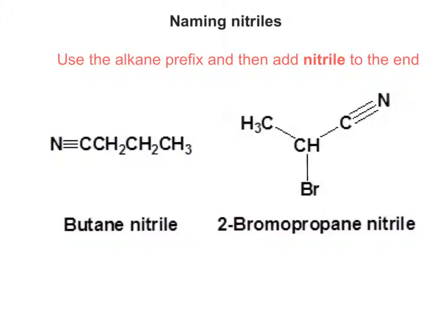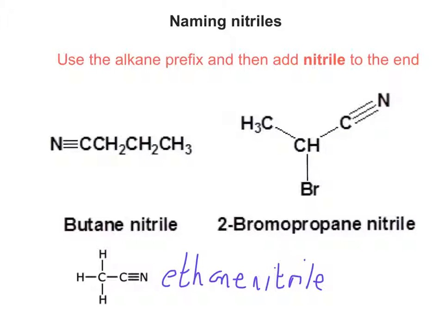So naming nitriles is really easy. You just use the alkane prefix and then add nitrile to the end. So the examples we've got here, butane nitrile and 2-bromo-propane nitrile. So this other one at the bottom would be ethane nitrile. And you can write it out as CH3CN or CH3C triple bond N. Either way is fine.